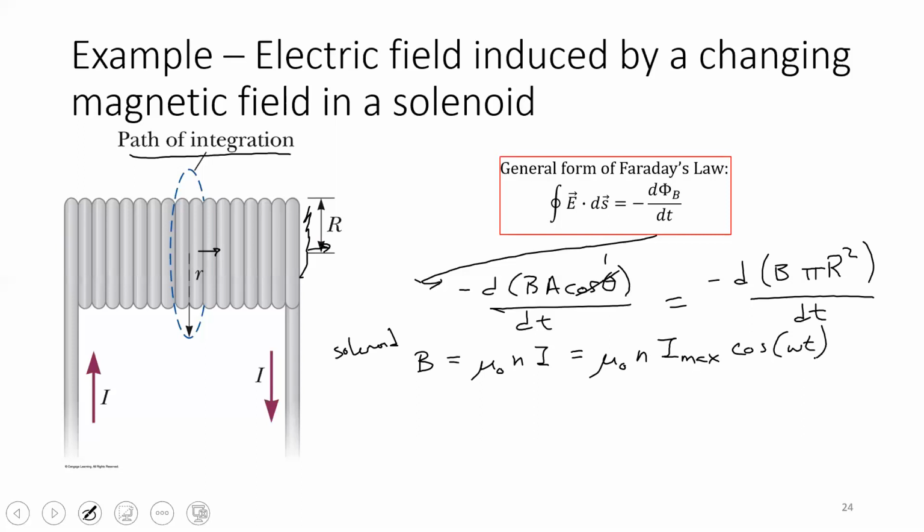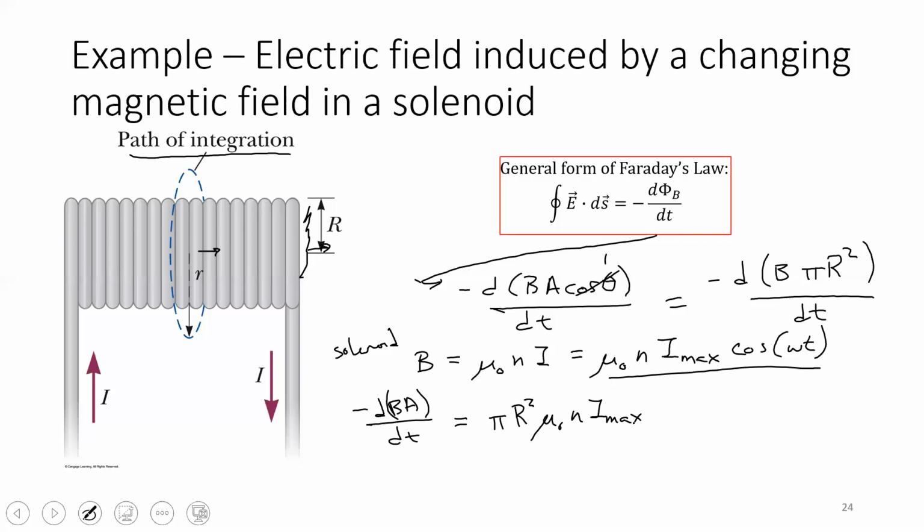So when we want to do how is this changing with time, we've got to take a time derivative of this B, right? Our area is not changing, but our B definitely is. So this becomes pi r squared mu0 n I max. Those are all constants. And then we need to take the time derivative of cosine omega t. And omega is just the angular velocity. So it's telling you that it's changing so many radians per second. That's how fast our current is changing.